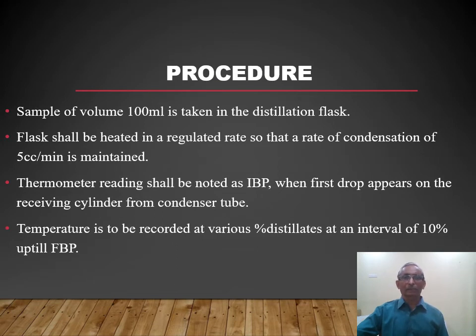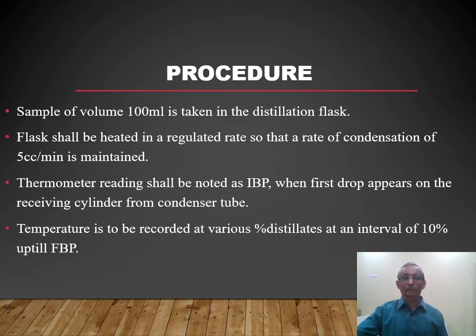A sample volume of 100 ml is taken in the distillation flask. This varies depending upon what type of sample you take: for petrol the quantity is 100 ml, for diesel it is 125 ml. The flask shall be heated at a regulated rate. A regulator is given to maintain the rate, with the help of a thermostat, so that the rate of condensation of 5 cc per minute is maintained. That is 5 ml per minute you have to maintain, and you regulate it with the help of the dimmer.